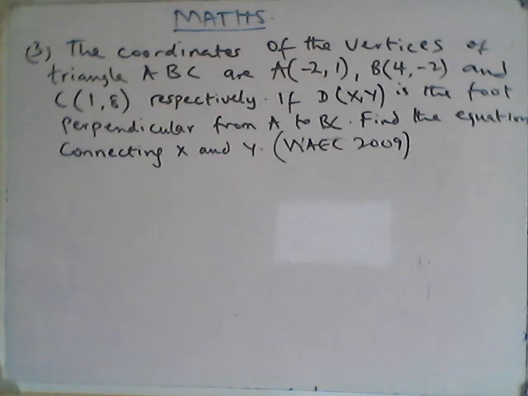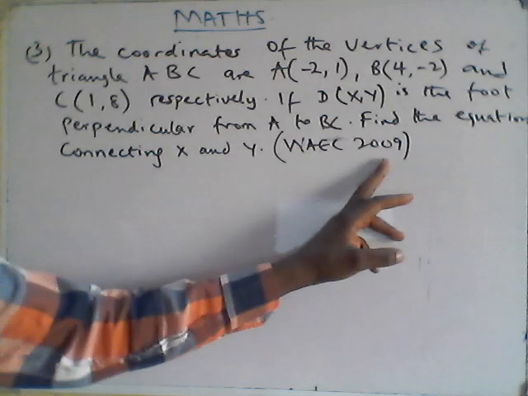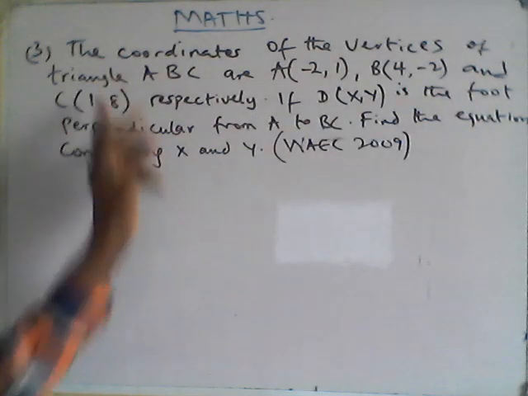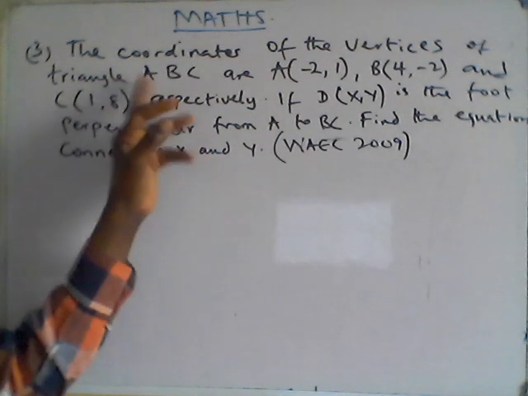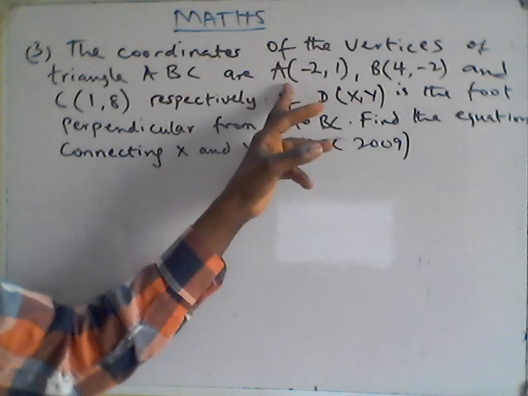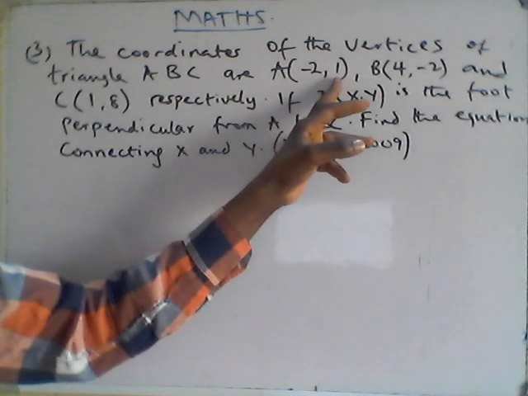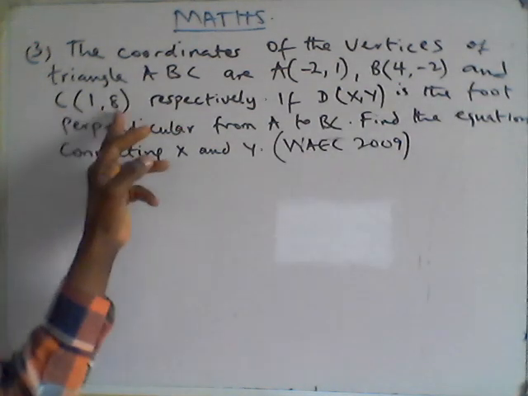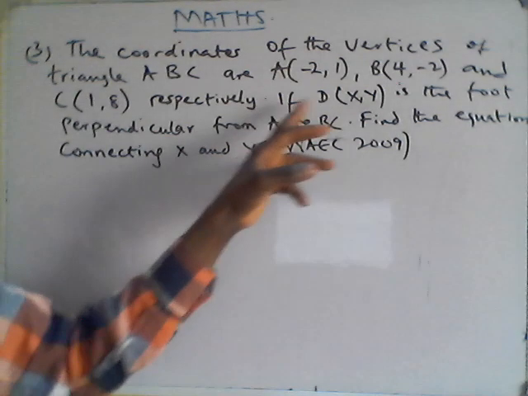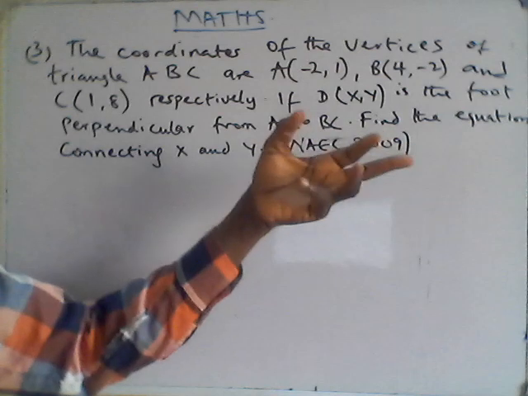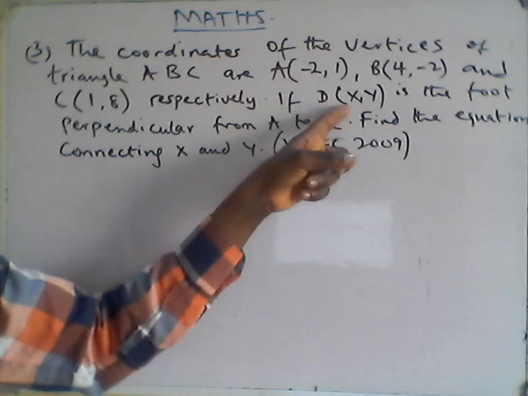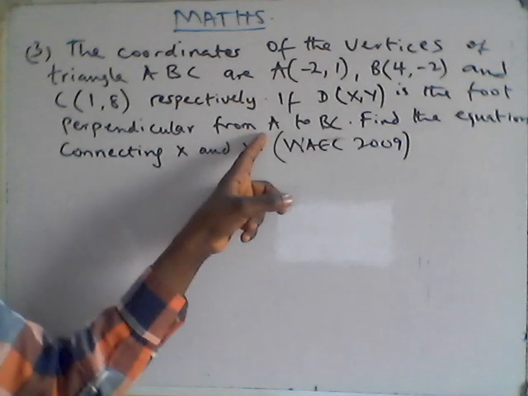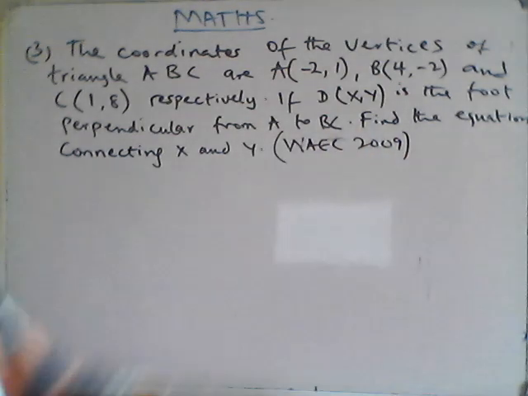Okay. So we have this question on the board. It's from WAEC 2009. It says the coordinates of the vertices of a triangle ABC are A (2, minus 2 and 1), B (4 and minus 2), and C (1 and 8) respectively. If D, with coordinates X and Y, is the foot of the perpendicular from A to BC, find the equation connecting X and Y.